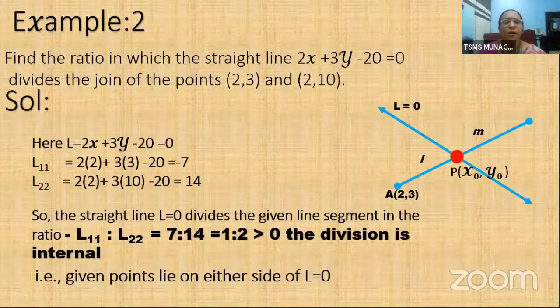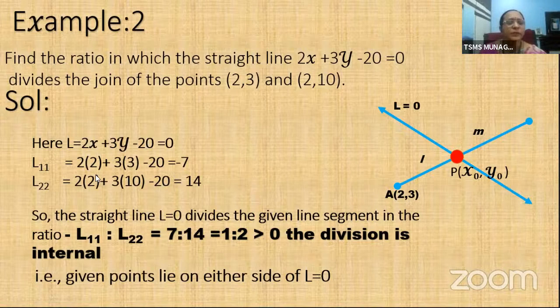All that you have to do is substitute the first point in the first line and the second point also in L. On substituting 2 comma 3, I will get L11, which is 2 into 2 plus 3 into 3 minus 20. This is 4 plus 9. 4 plus 9 is 13. 13 minus 20 is minus 7.